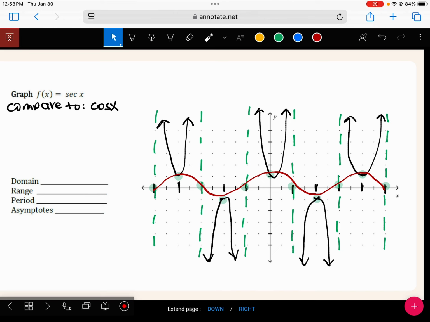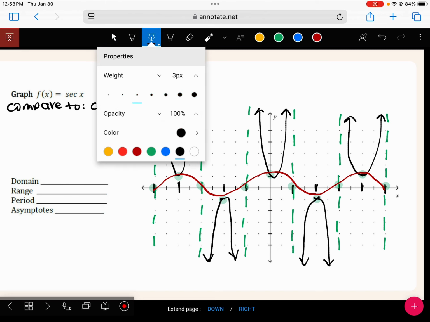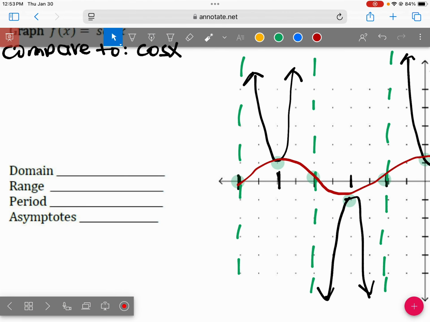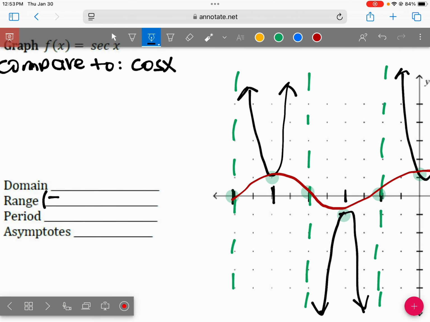We're going to come back to our domain, but our range, at the end of the day, is going to be, when you combine these two functions, negative infinity to positive infinity. On just our parent function of cosine, what was our range? This red line, what's the range of the red line? -1 to 1. So at the end of the day, to get all of it in there, our range on this function is negative infinity to -1 union 1 to infinity.